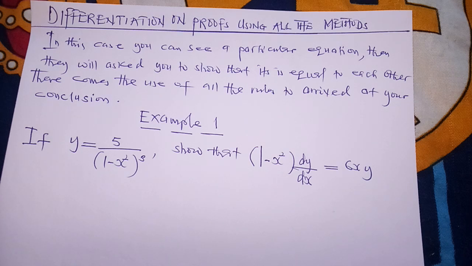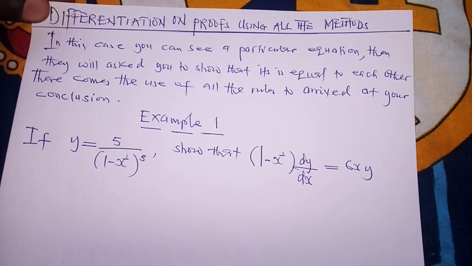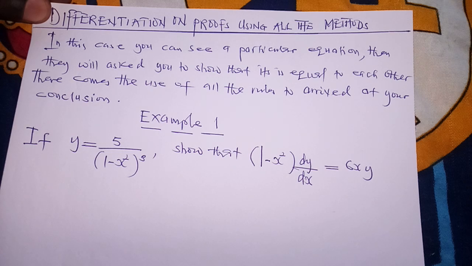Now, after completing implicit function, let us look at the last subtopic on it, that is differentiation on proofs, using all the methods. In this subtopic, we are going to use all the methods that we have treated. Remember, we have treated the product rule, power rule, differentiation of sum and difference, quotient rule, chain rule, and implicit function. We are coming to use all those rules that we have learned on this subtopic.